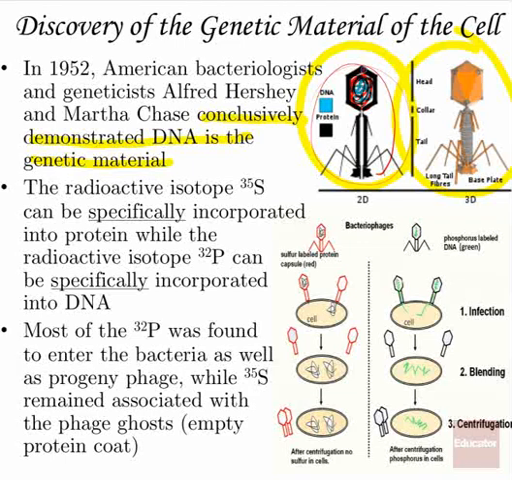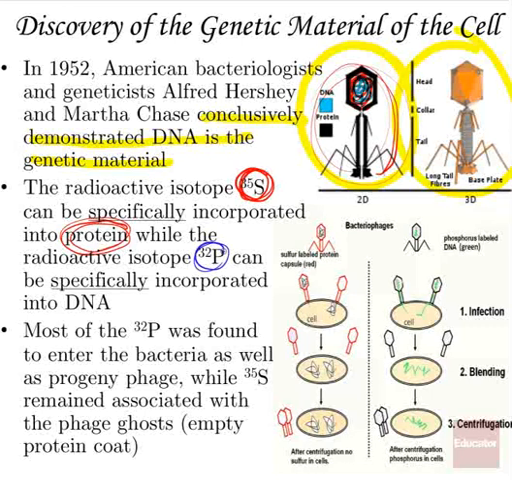So, what Hershey and Chase did is they took radioactive isotopes of sulfur and phosphorus and incorporated them into the growing bacteriophages. And you could specifically incorporate sulfur into protein, meaning the sulfur was only going to be in the protein coat on the outside. They also took the phosphorus isotope that could be specifically incorporated into DNA, meaning it's only inside the head group on that DNA. Now, after growing the bacteriophages in these isotopes, they were allowed to infect the bacteria.